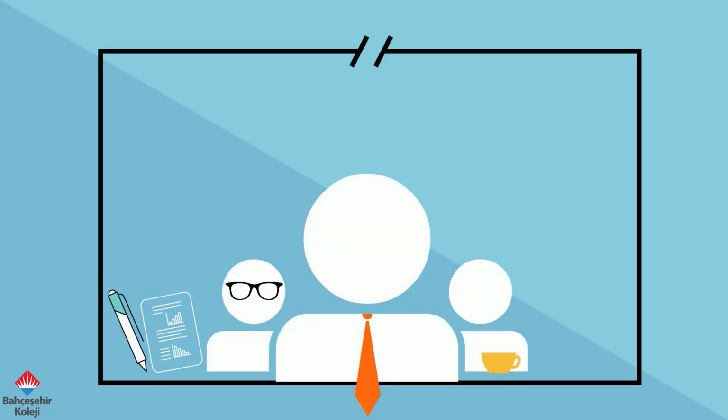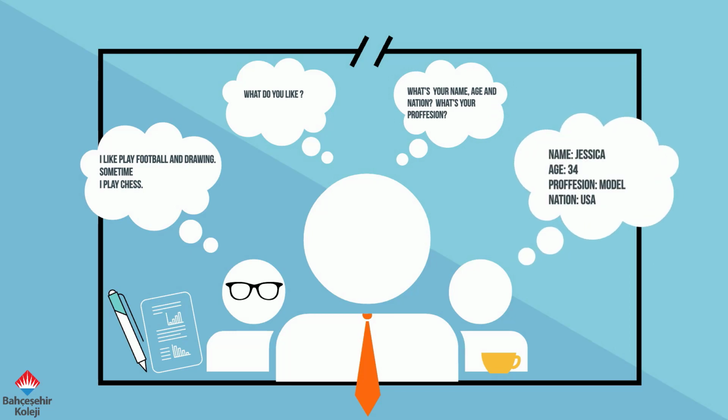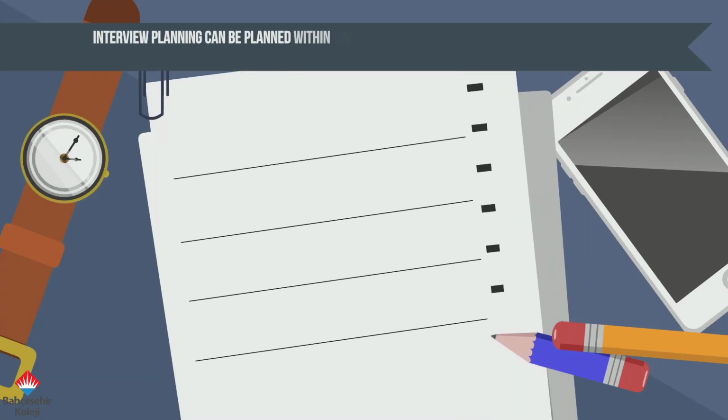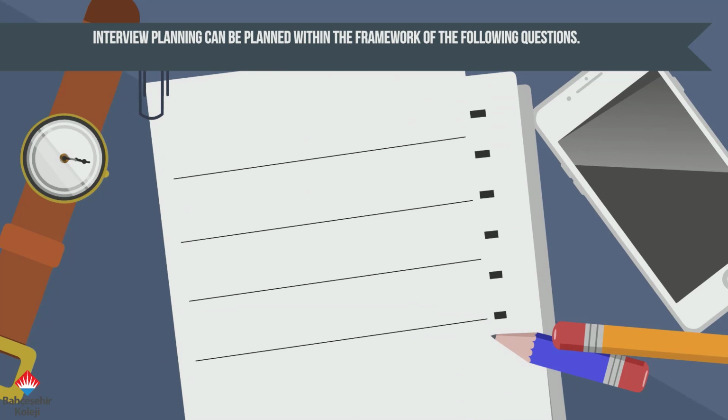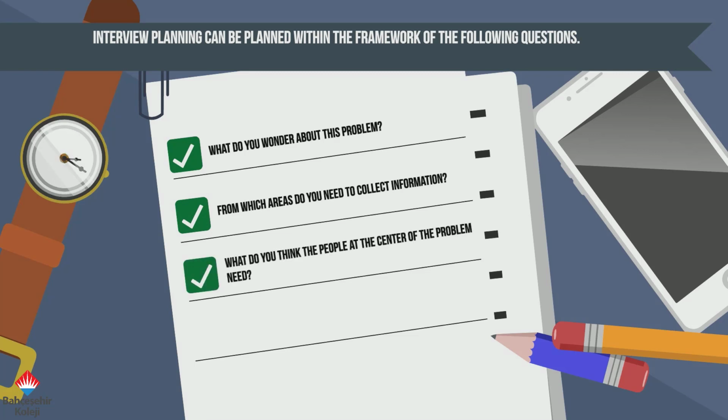as possible. Interview plan. Before starting the interviews, demographic information of the people to be interviewed should be obtained. In the interview, open-ended questions should be prepared in order to fully understand the problem and assess the stories. Interview planning can be planned within the framework of the following questions. Number 1, what do you wonder about this problem? Number 2, from which areas do you need to collect information? Number 3, what do you think the people at the center of the problem need? And number 4, what are the obstacles to overcome this problem?